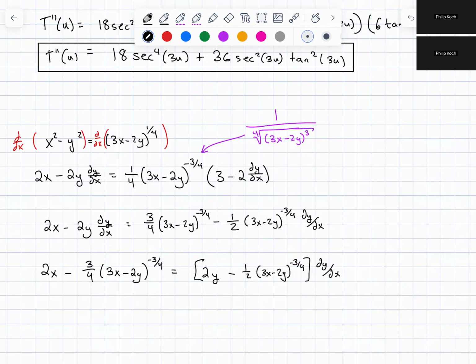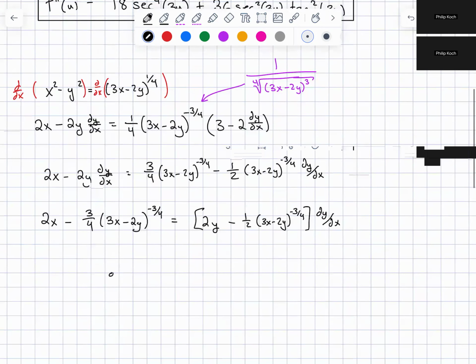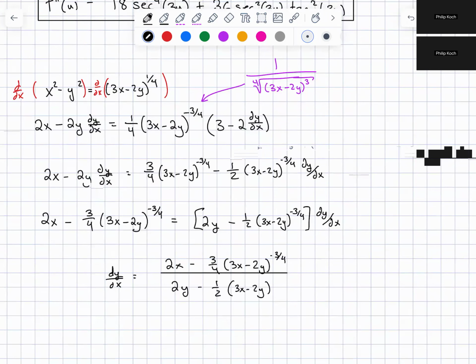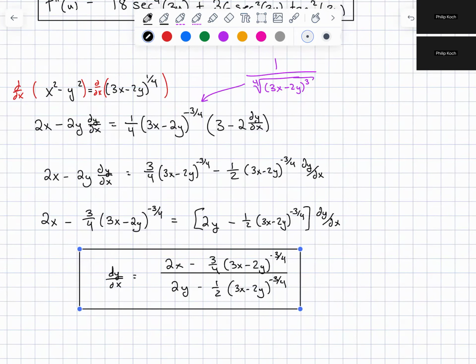Finally, to solve for dy/dx, I divide both sides to get dy/dx by itself. And we get that dy/dx is equal to 2x minus 3/4 times (3x minus 2y) to the negative 3/4, all divided by 2y minus 1/2 times (3x minus 2y) to the negative 3/4. And that is where we will leave it. There's nothing that can really cancel because there's no factors. You can only cancel factors, you can't cancel terms.